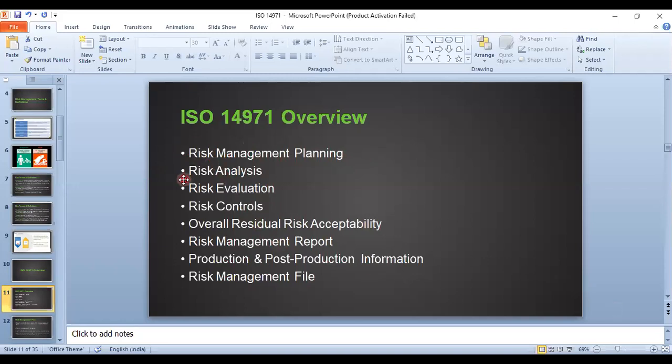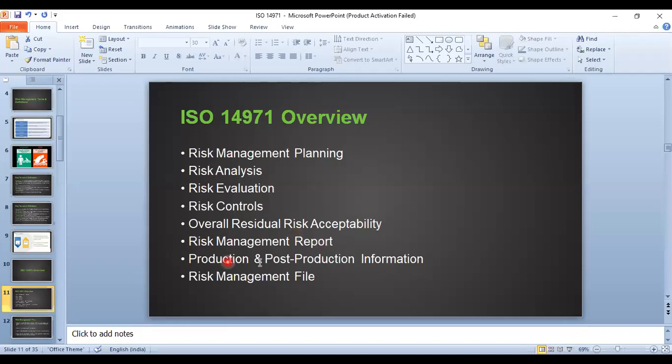Then the second one is risk analysis. I already explained the definition of risk analysis. Similarly, risk evaluation, risk control, overall residual risk acceptability, and the risk management report. Here the first one is a plan. Here it is the risk management report. So that can be given after completion of a manufacturing process.